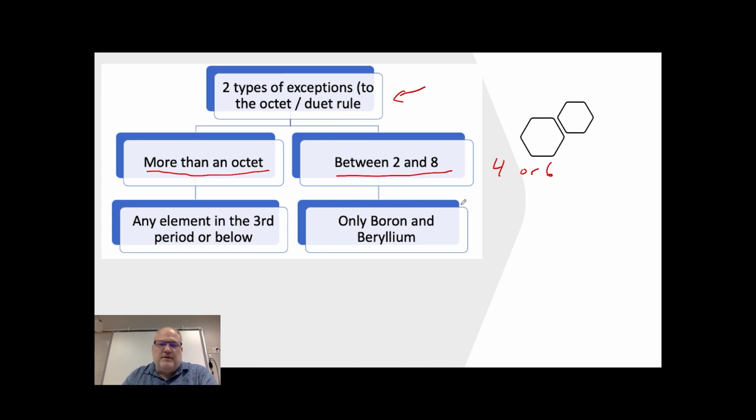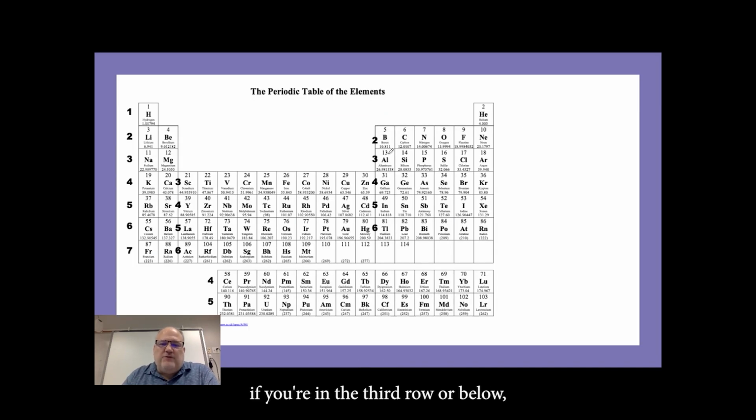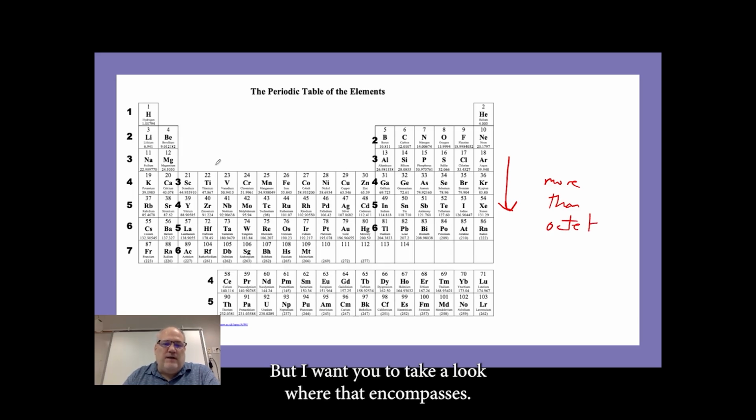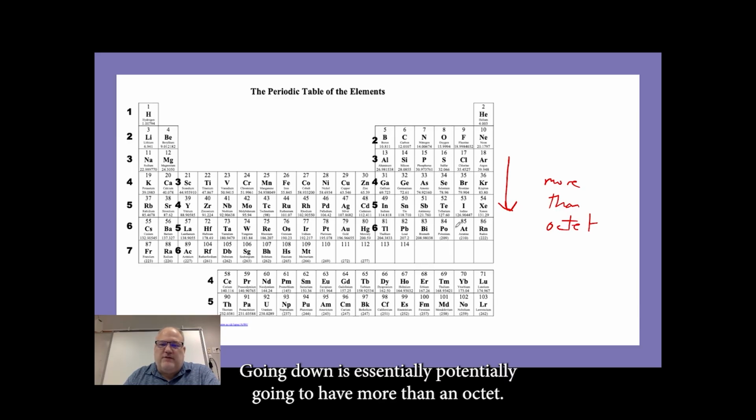Now, when can that happen? Well, if you take a look at the periodic table, if you're in the third row or below, you can actually have more than an octet. You prefer to have just 8, but you could very easily have 10 or 12. But I want you to take a look at what that encompasses. That's the entirety of the periodic table going down, which is essentially potentially going to have more than an octet.